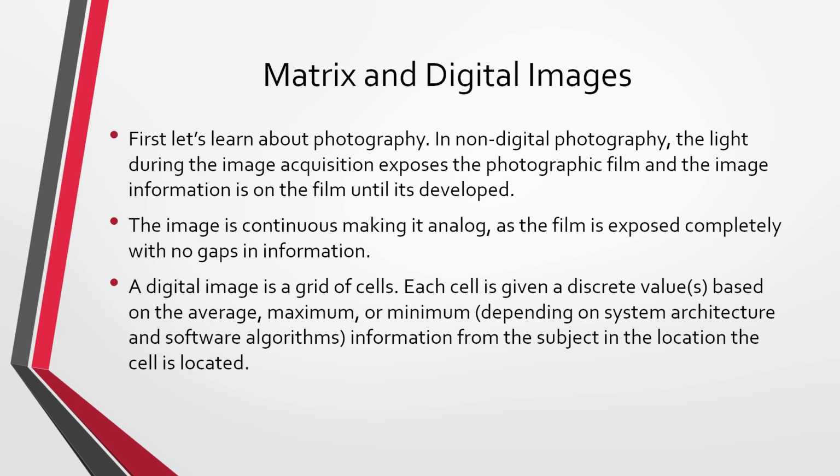A digital image is a grid of cells. Each cell is given a discrete value or values based on the average, maximum, minimum, depending on how the system architecture is and the software algorithms utilized. Each cell is given a discrete value of information from the subject in the location that the cell is located. So each cell has a value placed to it or multiple values placed to it.